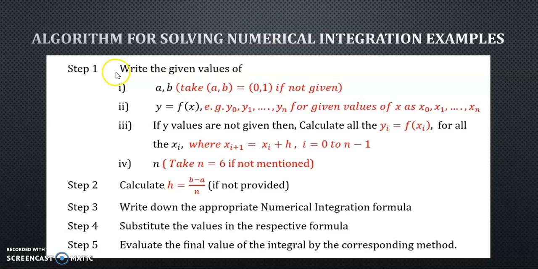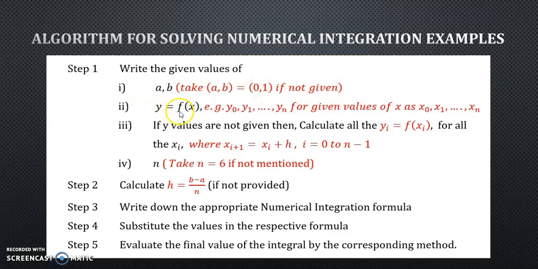Okay, so step number 1. What is step number 1? Write down the given values. As we have seen earlier in the given example, a and b will be given because normally the definite integral is going to be given to you. Suppose in some cases a and b are not given, then you take a and b as the interval 0 to 1. So a will be 0, b will be 1 if not given.